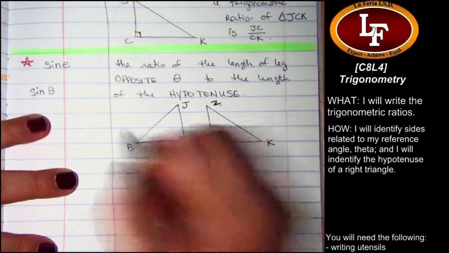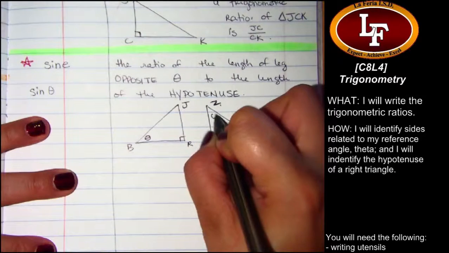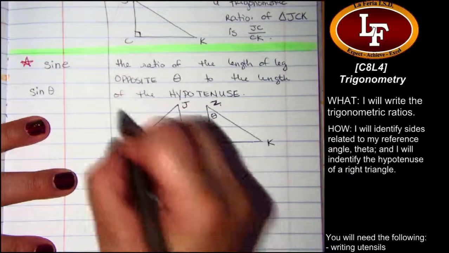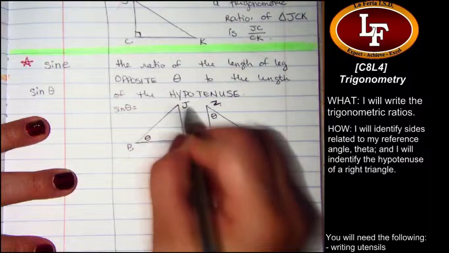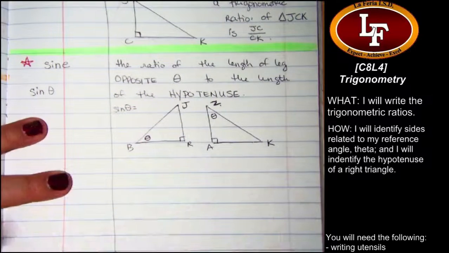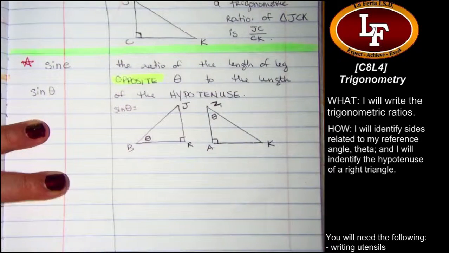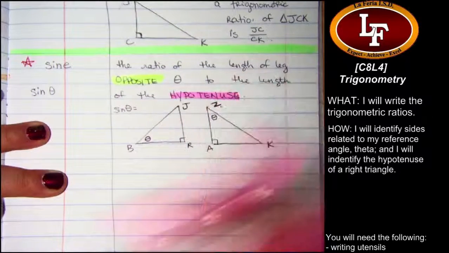All right, so we're going to try to find the sine of this angle theta that's sitting here at B. So the sine of theta in this case is, according to my definition, the leg opposite theta over the hypotenuse of my triangle.